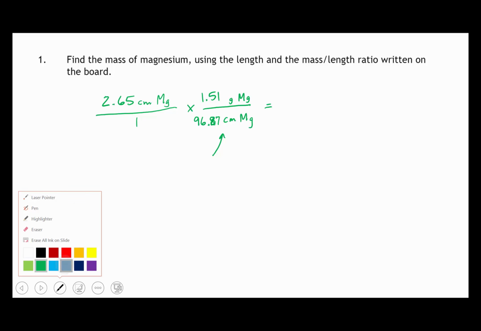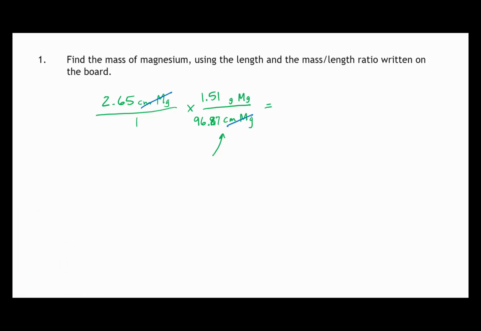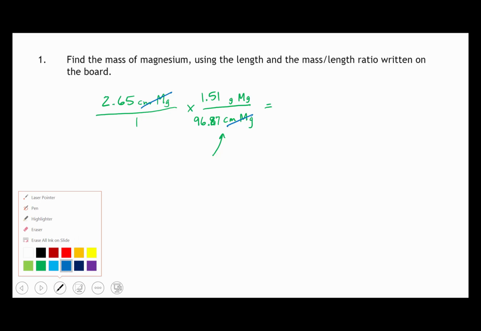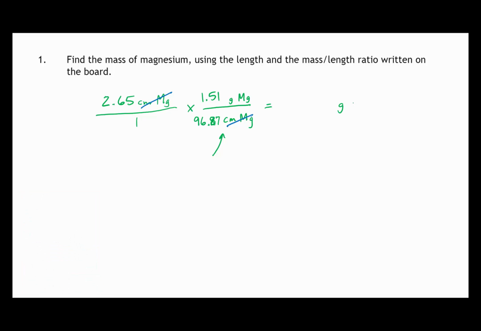When you set it up this way, you should notice that the centimeters cross out, and that will leave us grams of magnesium for our answer. Do this on your calculator. Multiply the numbers on the top, divide the numbers on the bottom, and you get 0.0413, and a whole lot more digits.